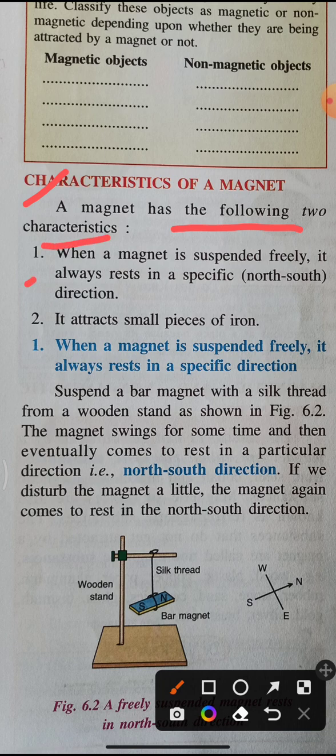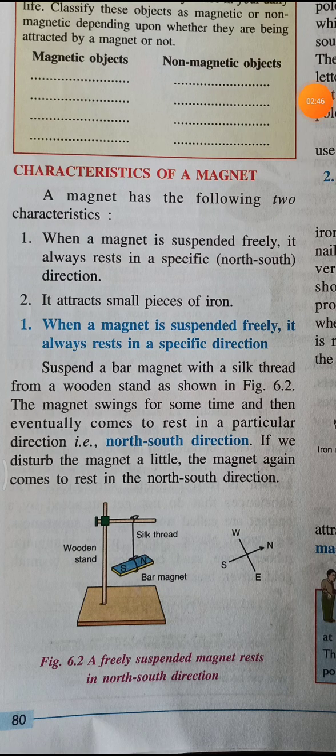First, when a magnet is suspended freely, it always rests in a specific, or you can say north-south direction. Means when you suspend a magnet freely, it will always adjust itself in a specific direction, and this direction will always be north to south direction. This is the first property of a magnet. Second, it attracts small pieces of iron. This you know very well, that a magnet attracts small pieces of iron. These properties are further explained with the example of some activity.